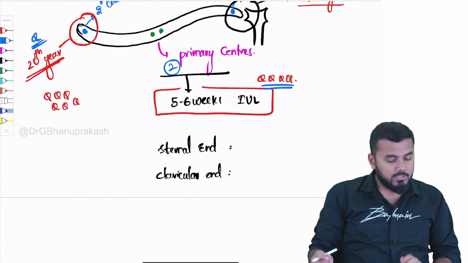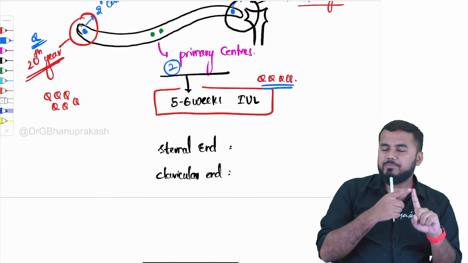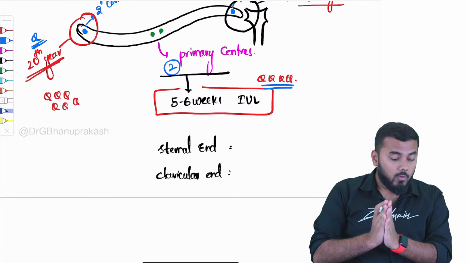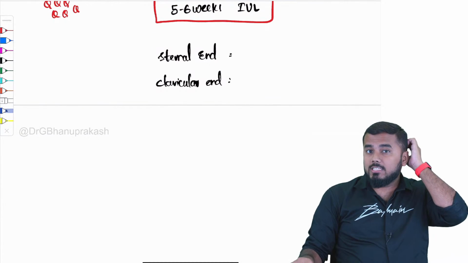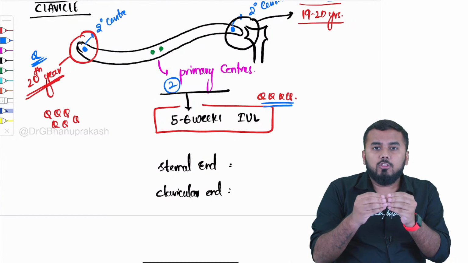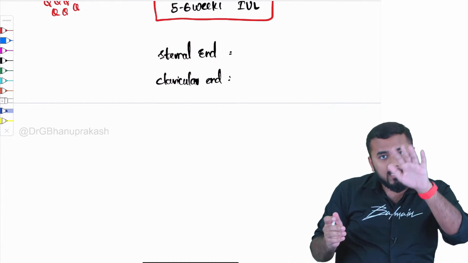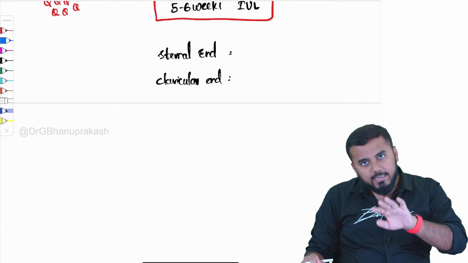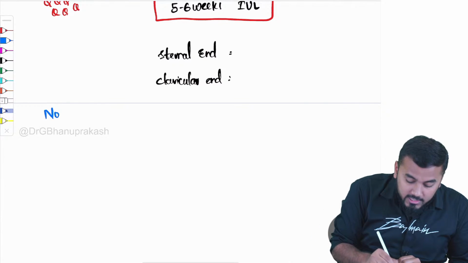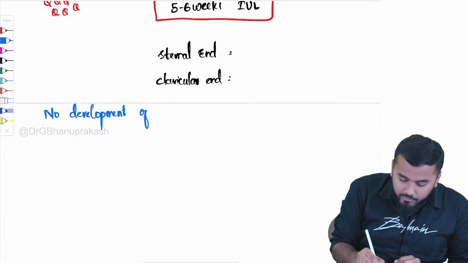You know why I told you this? First, they will ask you MCQs in the exam. Second, it has a great clinical importance. As I told you in the starting, if there is a defect in the ossification centers, then the entire bone development will not happen. As a result of this defect, there is no further development of the clavicle.